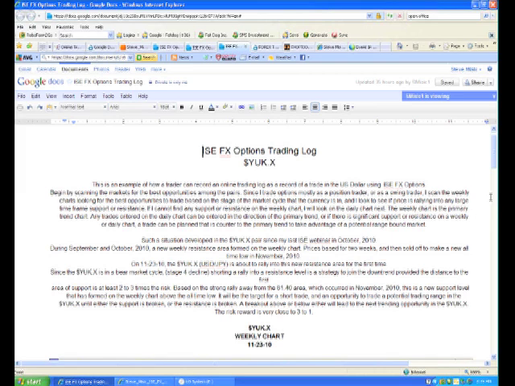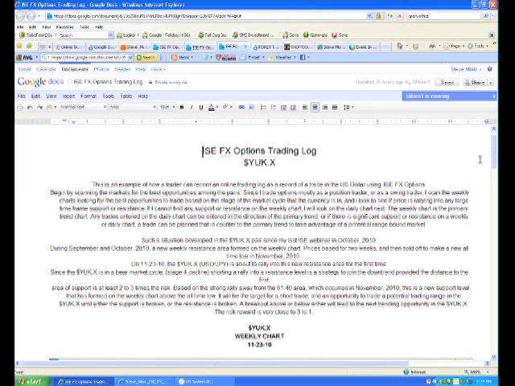The weekly chart is the primary trend chart. So any trades entered on the daily chart can be entered in the direction of the primary trend, or if there's significant support or resistance on a weekly chart or a daily chart, I can trade a trade that may be counter to the primary trend, because if I have support and resistance, I may have a potential range-bound market.